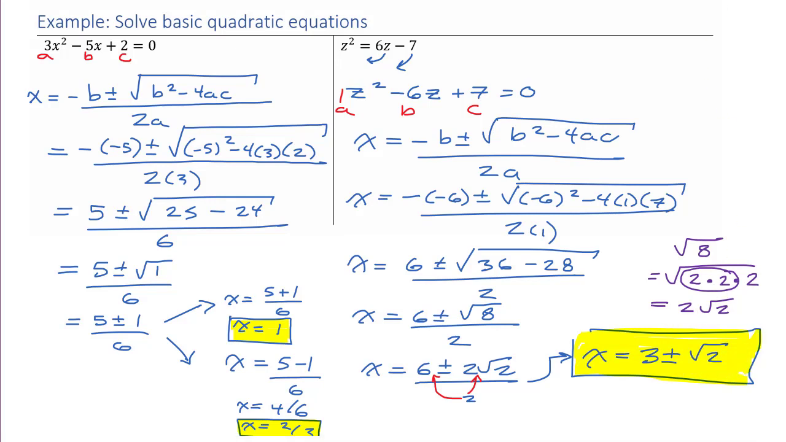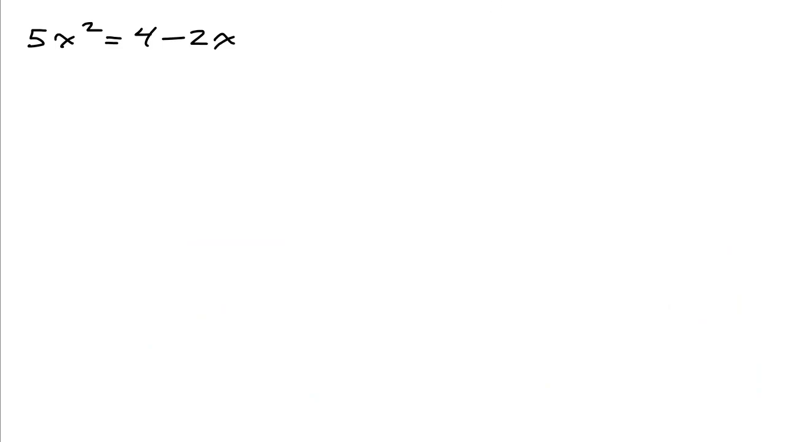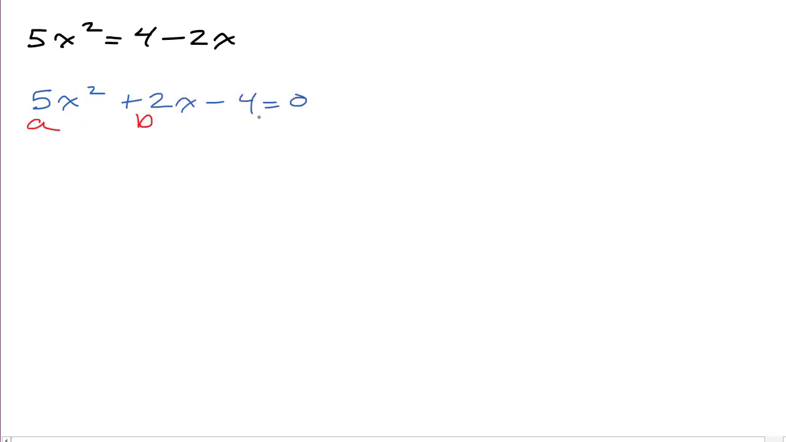All right, we're going to look at one final example. Okay, this one's similar to the last one. It just needs to be rearranged. Sometimes you've got to simplify them a little bit. This one, let's just get everything to one side. So 5x squared plus 2x minus 4 equals 0. A is 5, B is 2, C is negative 4, and away we go with our formula, right?